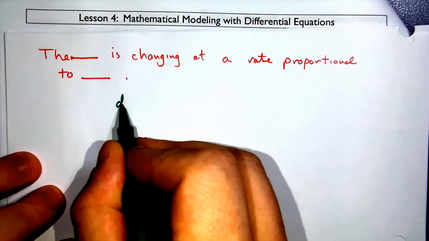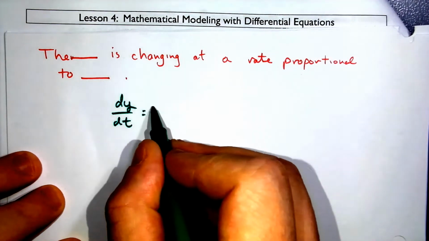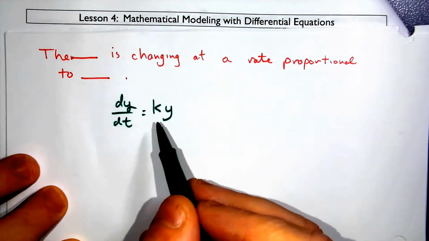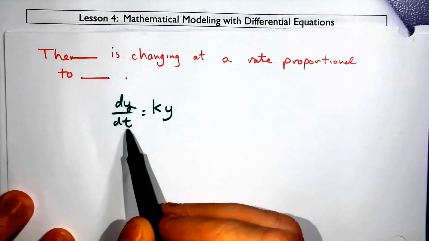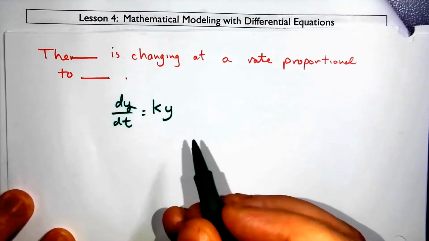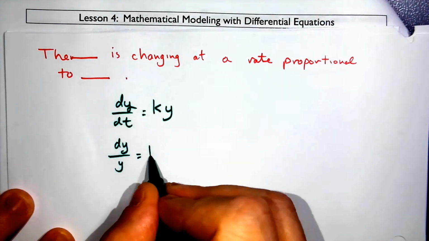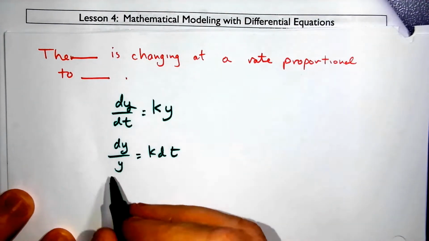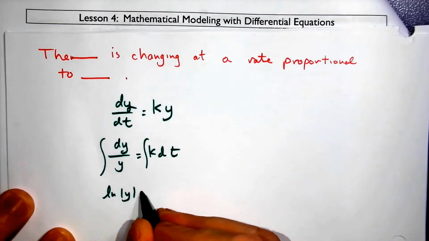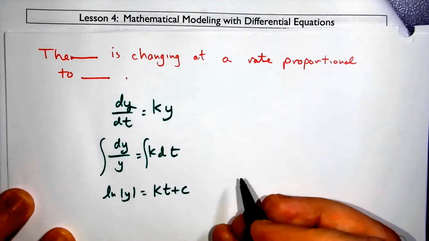So if the rate of change of something is proportional to whatever the object is, this is the differential equation that's occurring. The rate of change of y is proportional, as the constant k times y. So if we separate our variables, dy over y equals k dt, then we can integrate both sides, and we end up getting ln y equals, let's see, kt plus a constant.